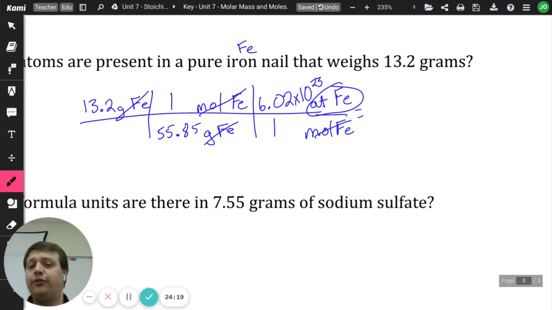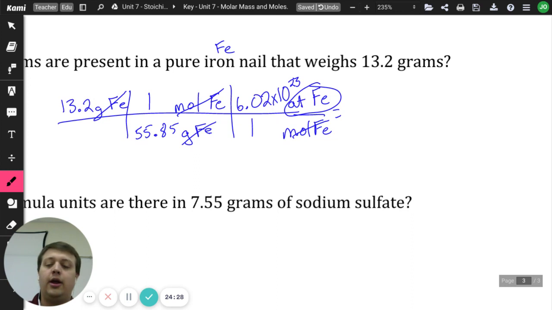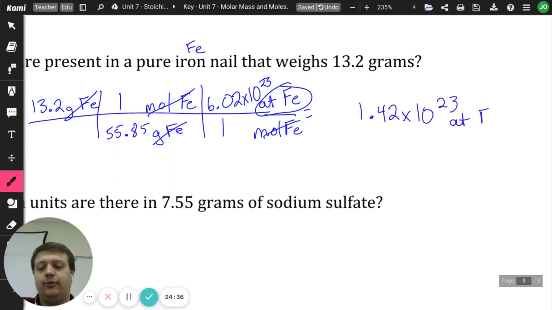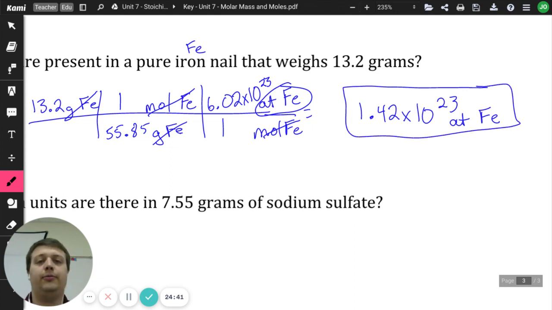So I'll do 13.2 times 1 times 6.02 times 10 to the 23rd divided by 55.85 divided by 1. I put all of that into my calculator and I should end up with 1.42 times 10 to the 23rd atoms of iron. And then that would be my answer. Okay, so essentially we just did the same thing, but now we're taking it a step further. We're going to actually do multiple conversions in one-dimensional analysis. Okay?